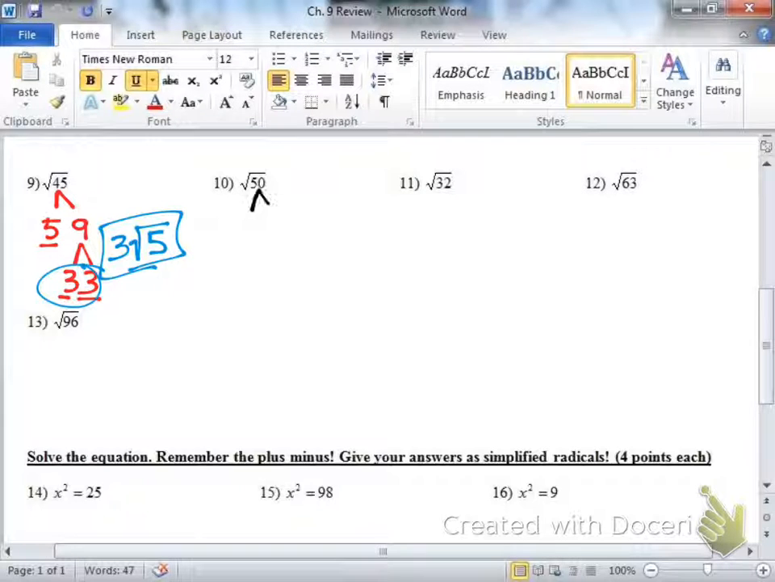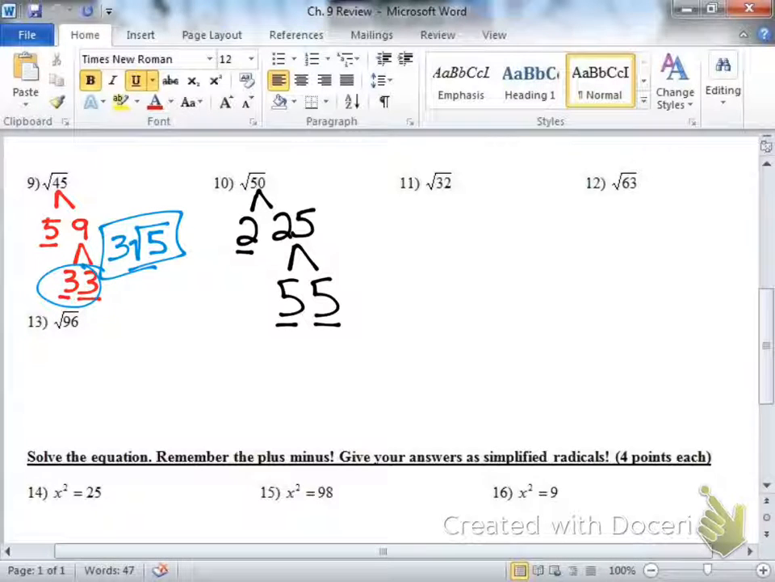All right, next we have 50. How does that one break up? 25 and 2 will work. I heard someone say 5 and 10. That will also work. You can do either one. All right, does the 2 go any further? No. All right, what about the 25? 5 and 5. 5 and 5, good. So if you did 5 and 10, the 10 would go to 2 and 5, right? So you'd still end up with 2 5s and a 2. Everybody see that?